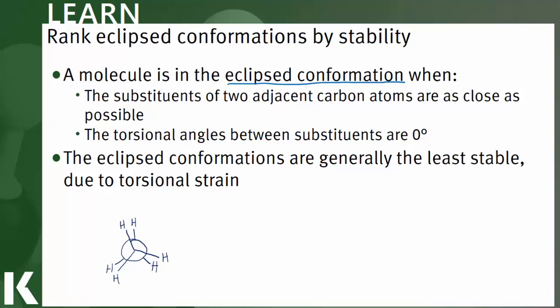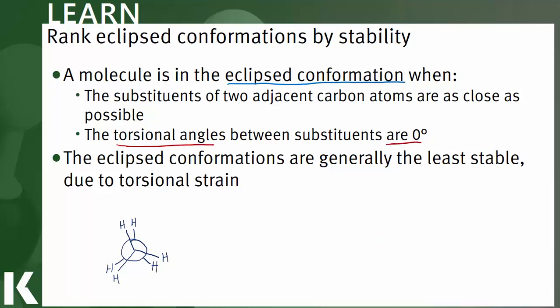And just like when a solar eclipse occurs and the moon stacks right in front of the sun, blocking the sun from our view, well, in an eclipsed conformation of a molecule, we're going to see that the atoms, the substituents attached to two adjacent carbons, line up so that they're stacked right on top of each other. The official formal definition of this is that the torsional angle between the two substituents is 0 degrees.